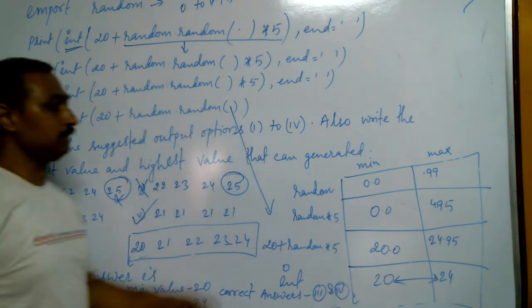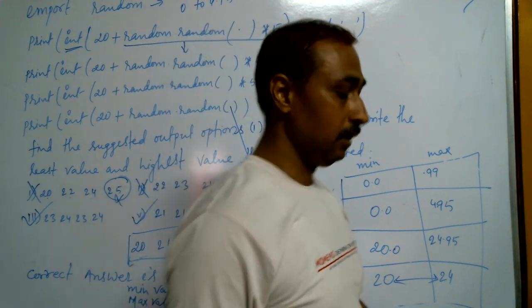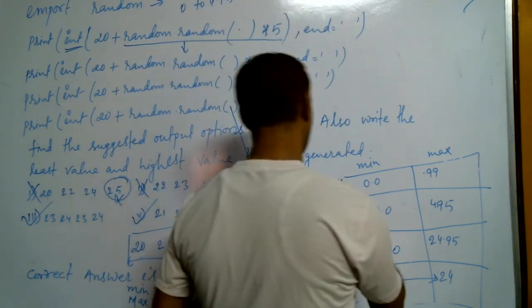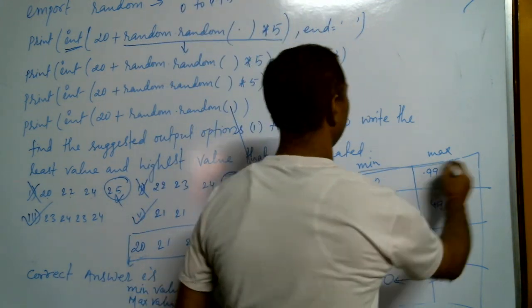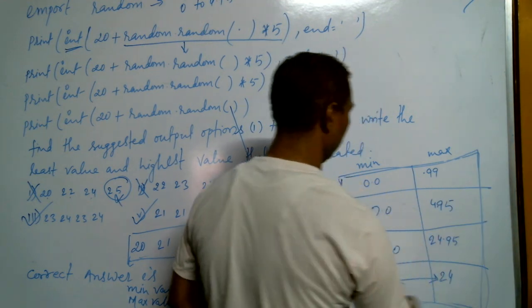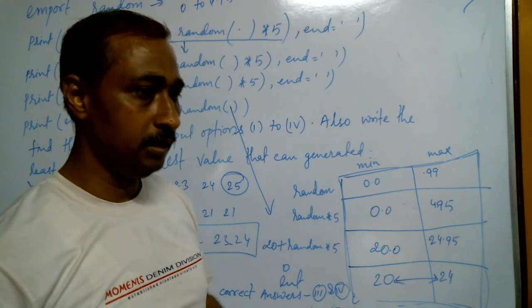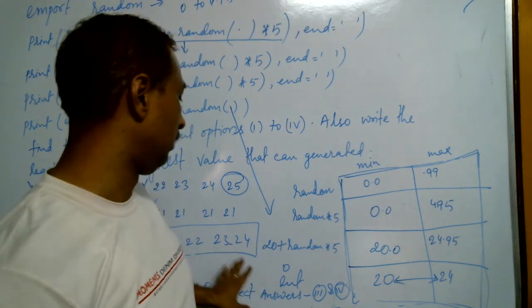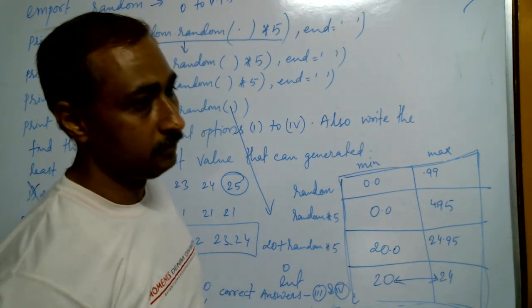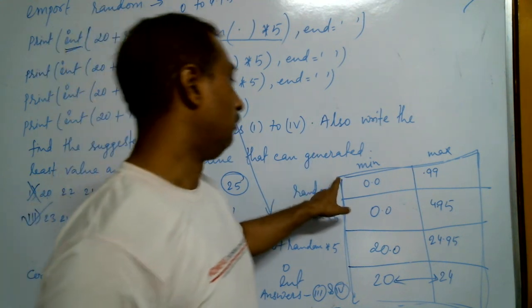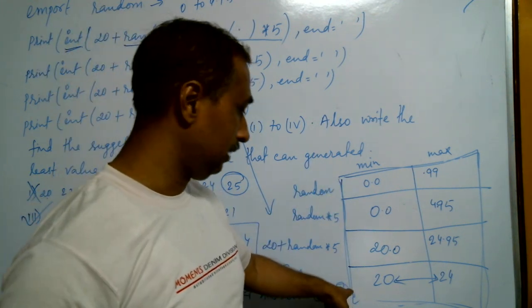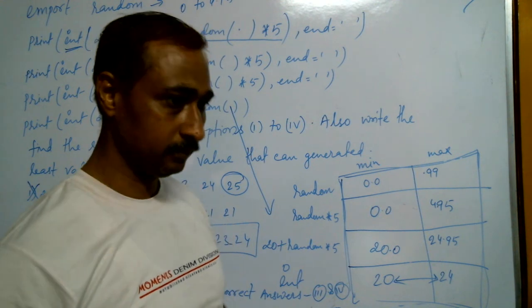And like that, you have to solve the question. You must make this table while finding the answer. Otherwise, you will not get 1 mark in this question. Only 2 marks you will get for finding the answer, but 1 mark for this table you will not get.